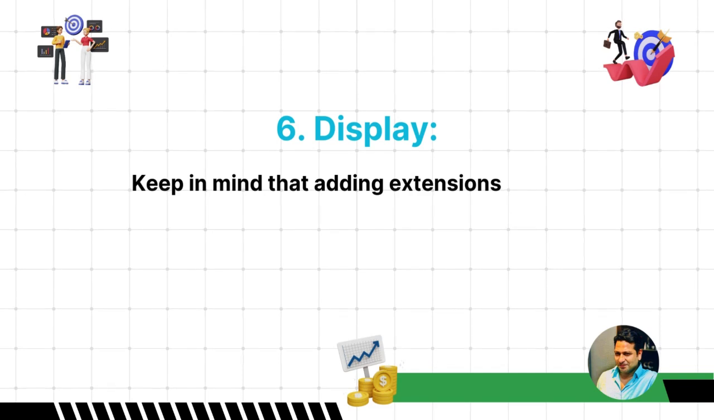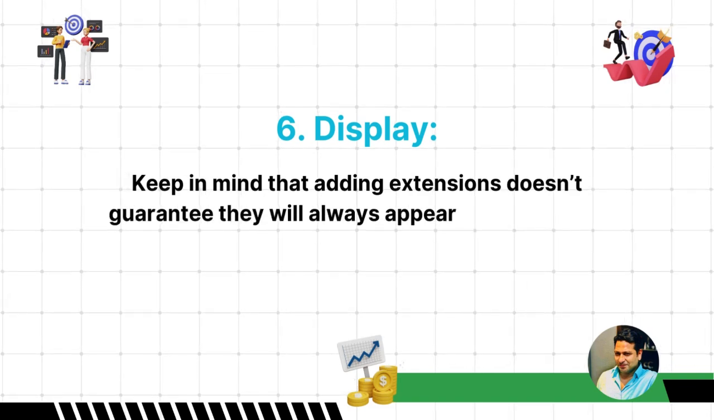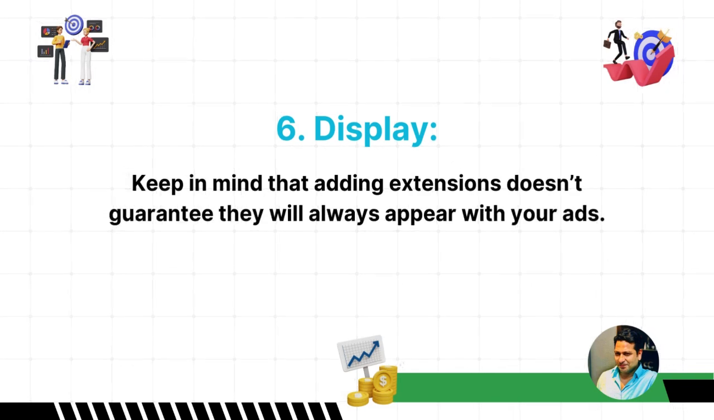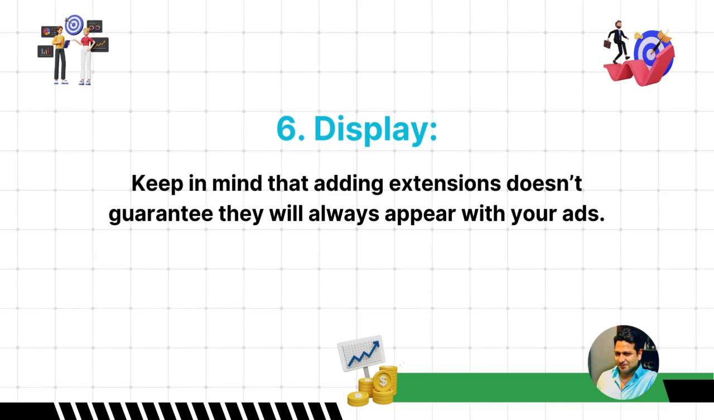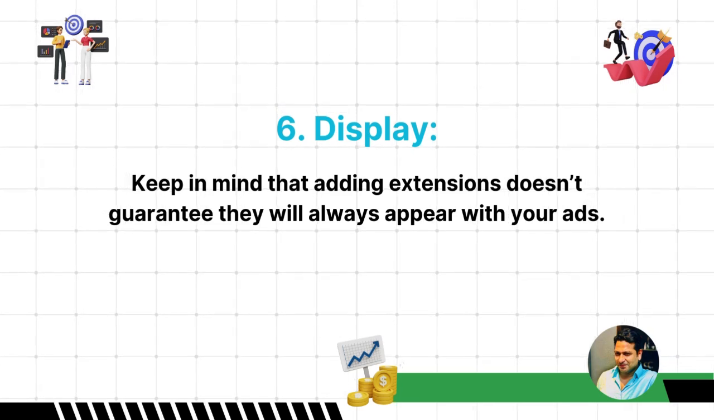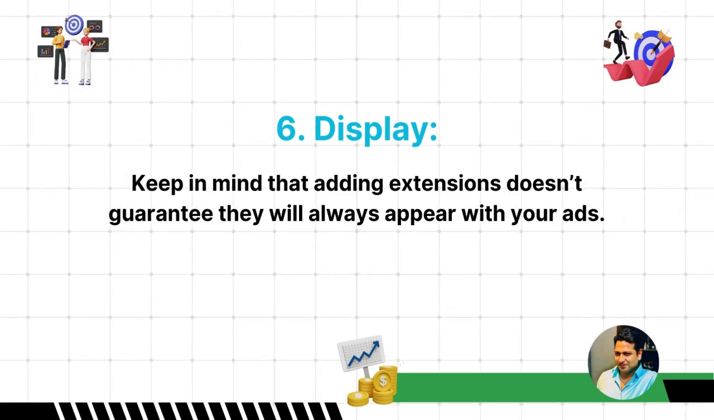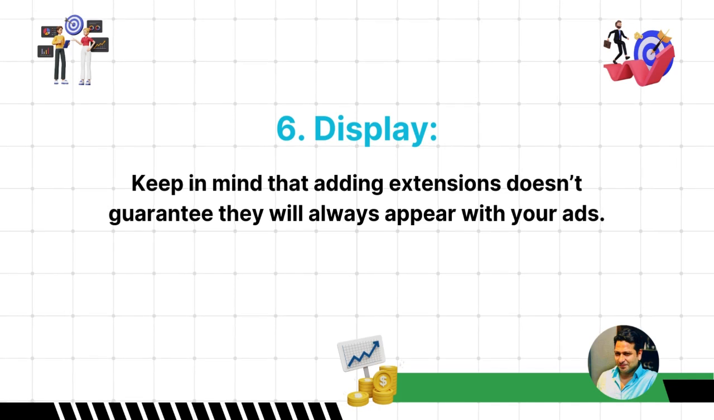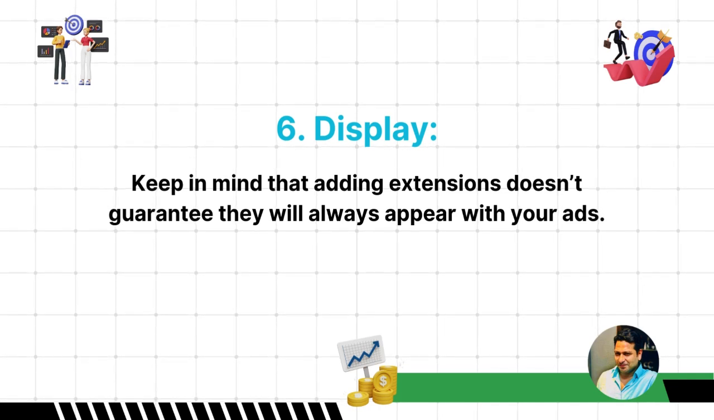6. Display. Keep in mind that adding extensions doesn't guarantee they will always appear with your ads. Google takes into account various factors, such as the user's device and their specific search intent. Based on these factors, Google may or may not display your extensions. It's important to remember this, and that the CPC will remain unchanged. Regarding ad clicks, we've already discussed that. Now, let's go through the list of extensions one by one.